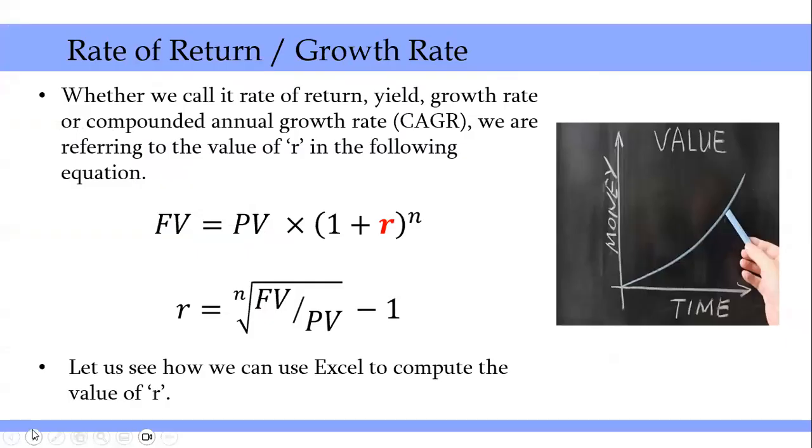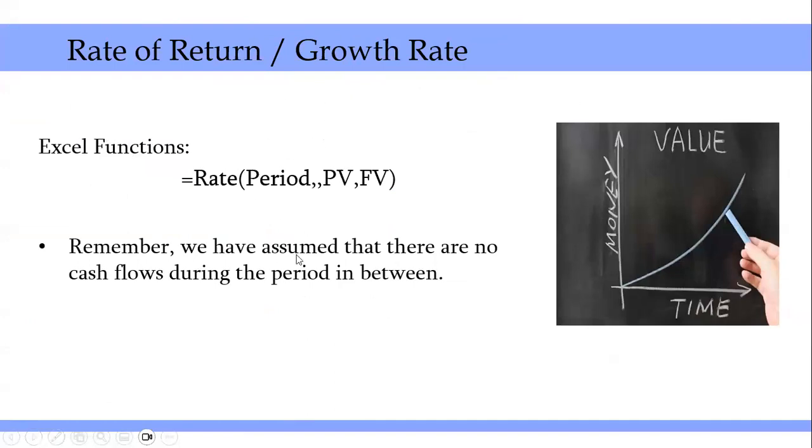Okay, now, as we saw, the Excel function for calculation of this is RATE, period, 2 commas, present value, and future value. But I want to tell you one thing, that in all these cases, we have assumed that there are no cash flows during the period in between. That is, the bond we used was a zero coupon bond, so it doesn't pay any interest in between. Or the piece of land which I bought 6 years ago, during the last 6 years, I have neither spent any amount on that land nor received any income from it. So there are only 2 cash flows, one present value, one future value, no in-between cash flows.